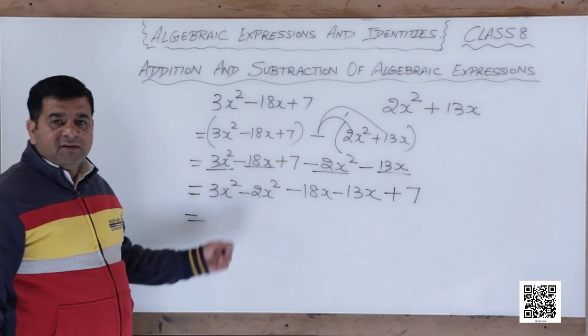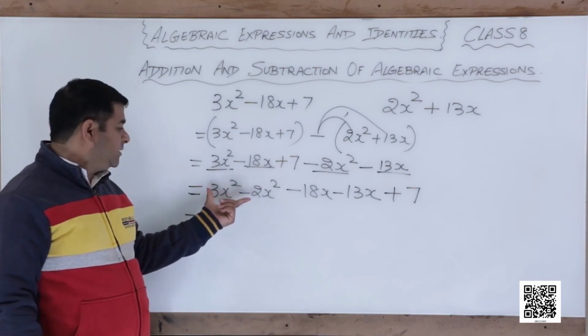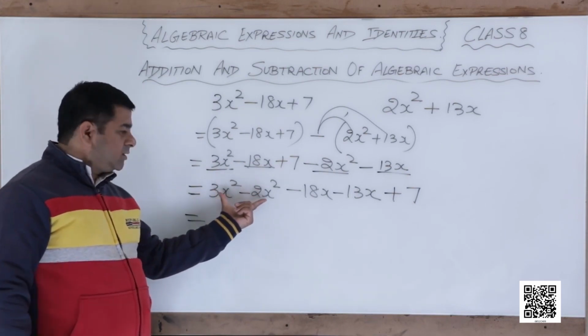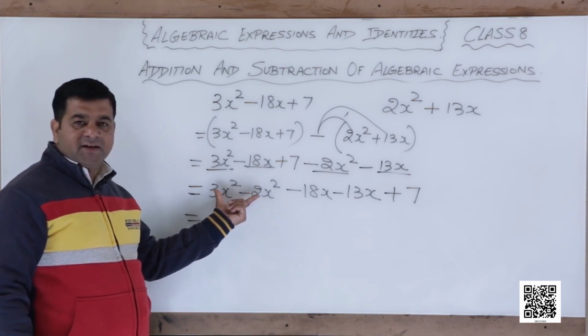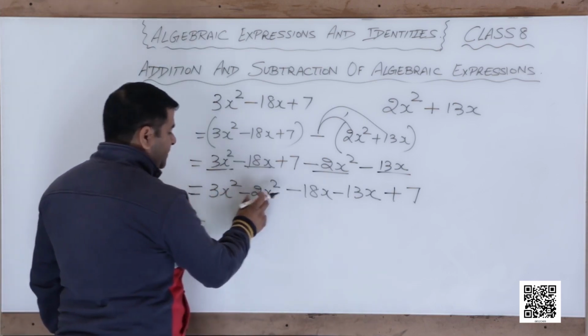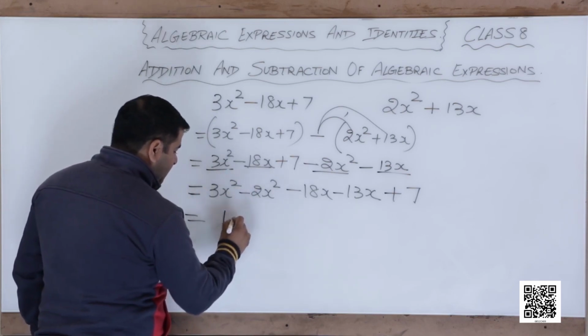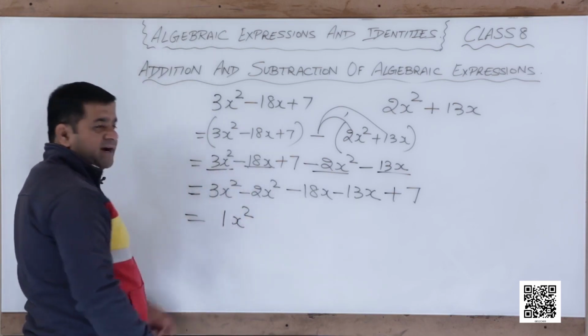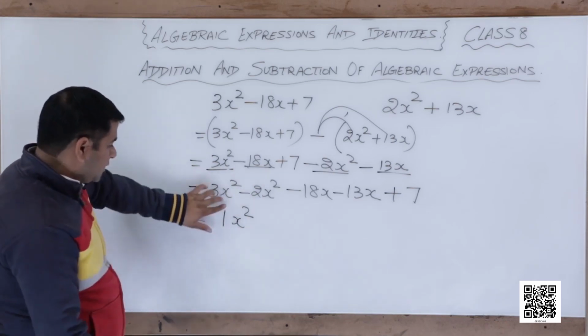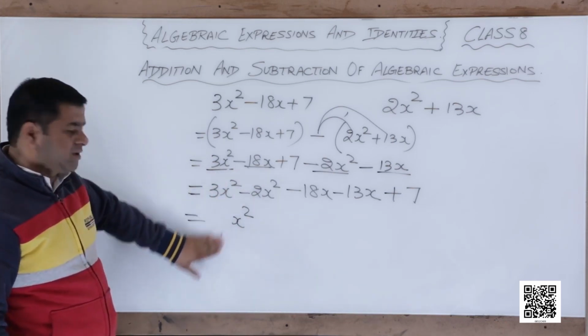Now, we solve them by taking together the like terms. First one is 3x square minus 2x square. So, 3 minus 2 will be 1x square. So, we get 1x square. We can also write it as x square. Alright.